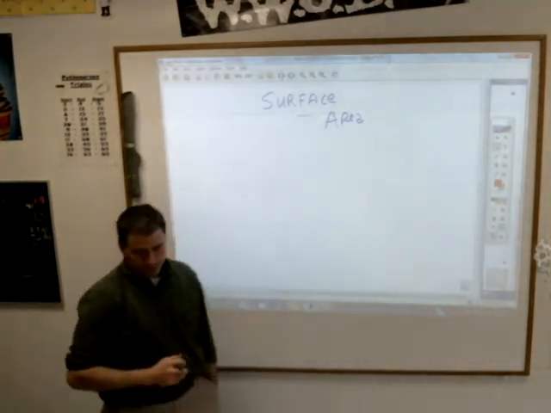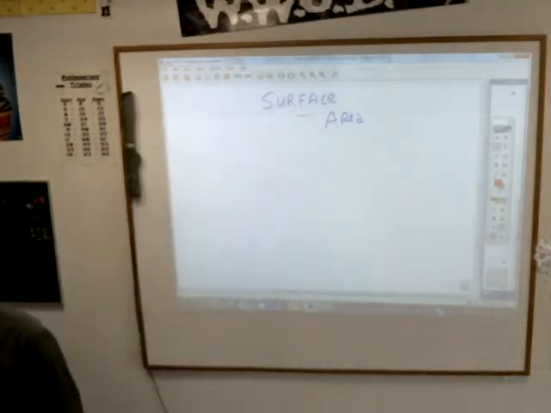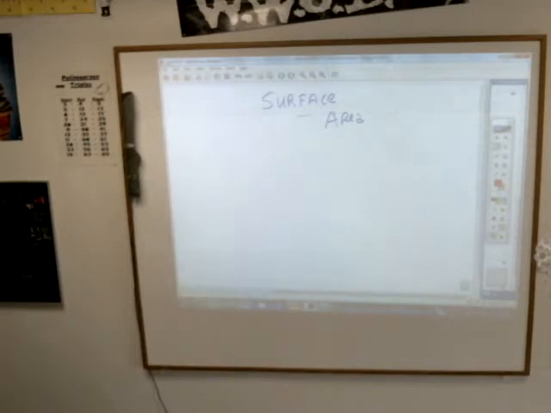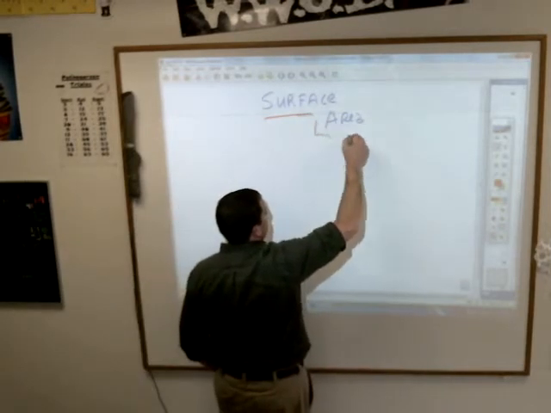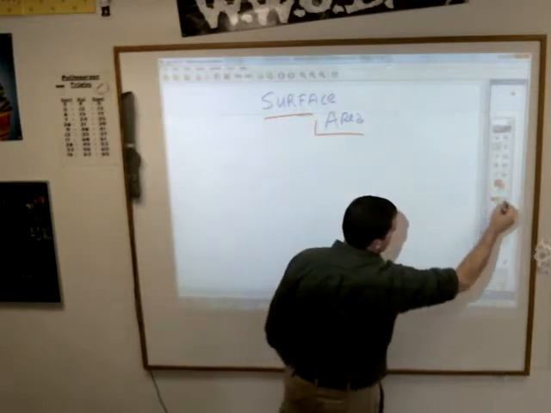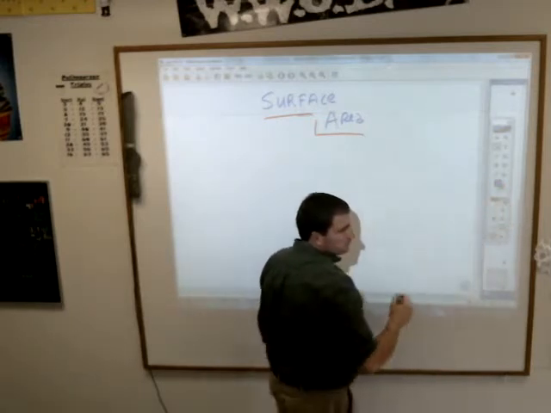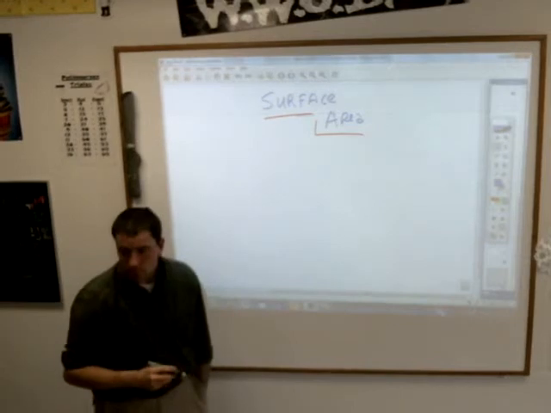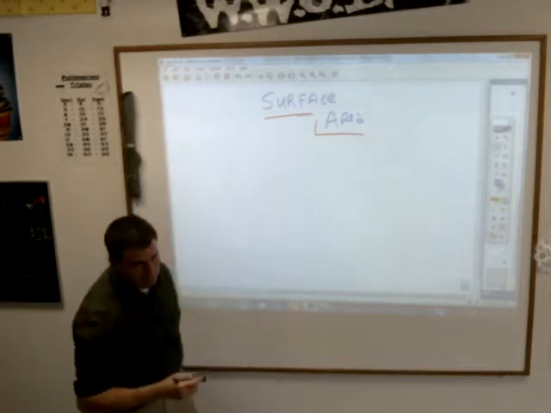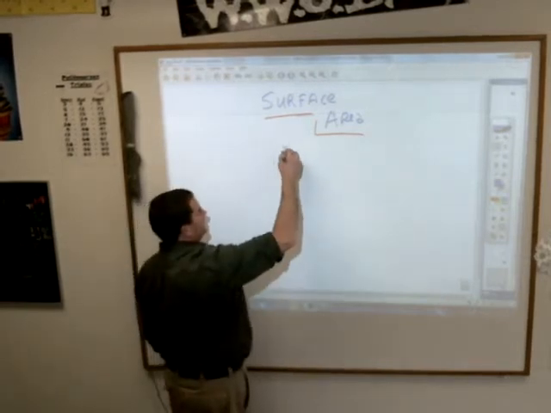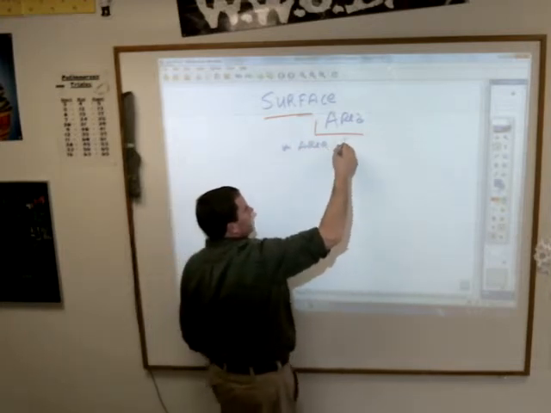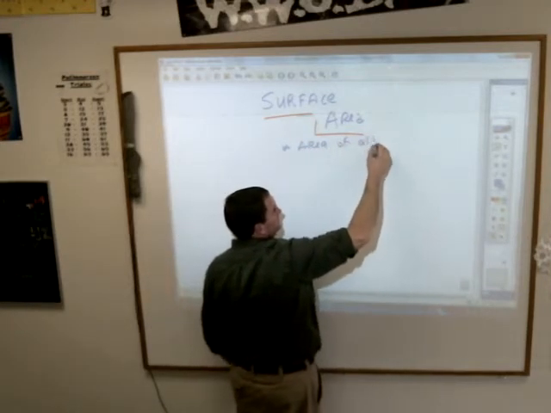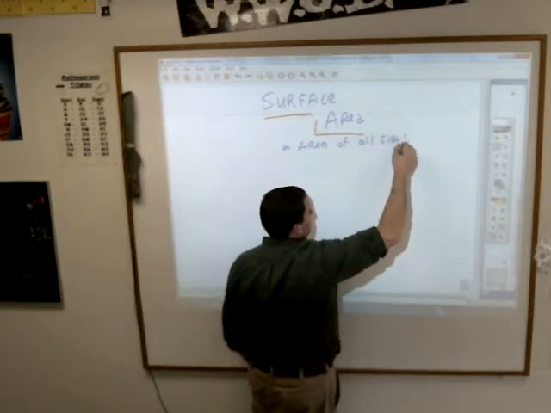Area before. However, today there are some things where it gets a little more complicated. First of all, what is surface area? Area of a surface. Yes, and the surface area here is actually the area of all sides added together.